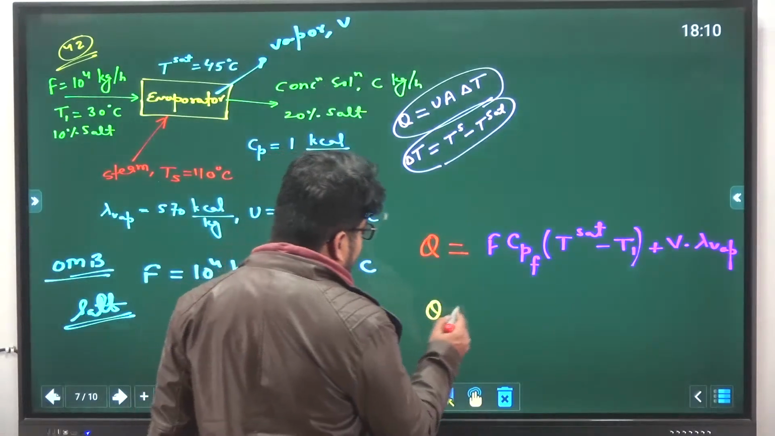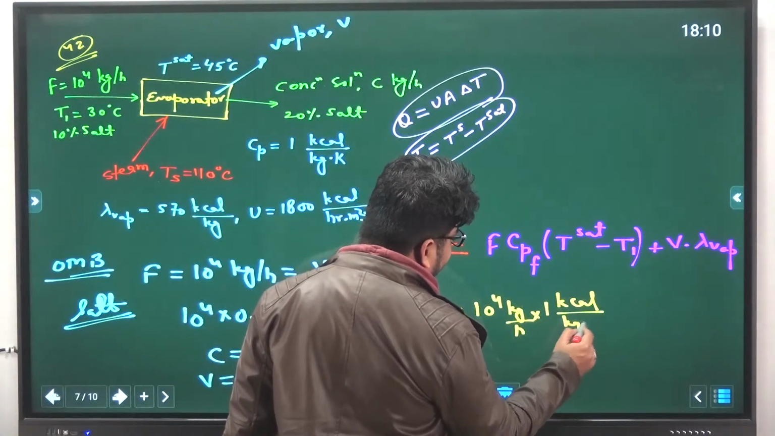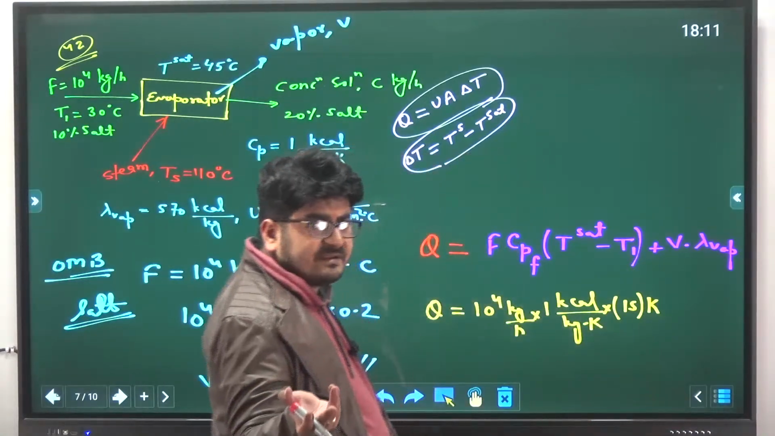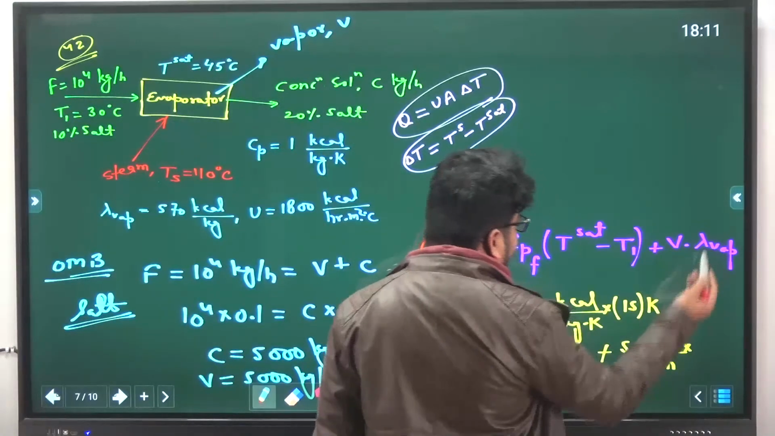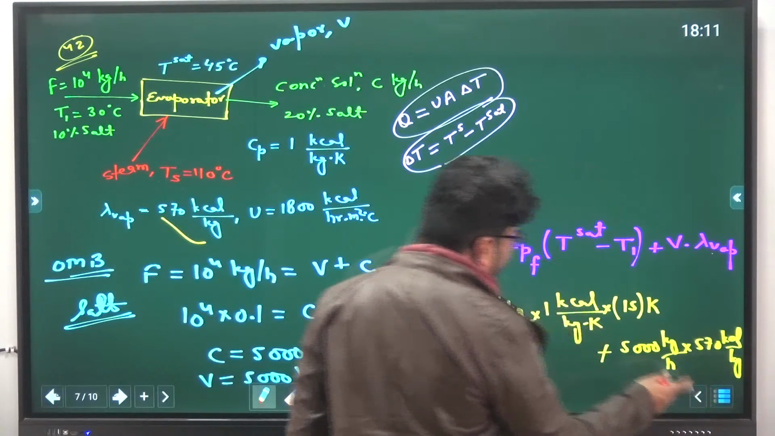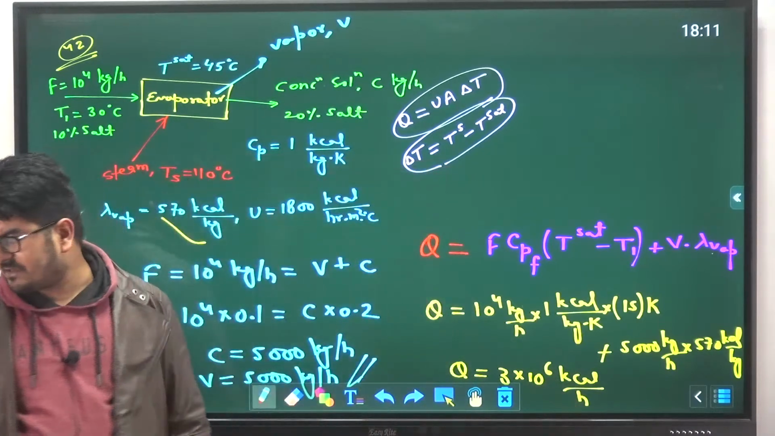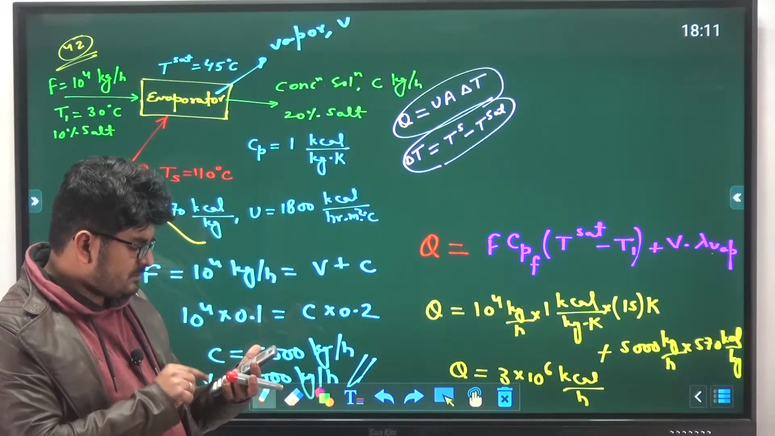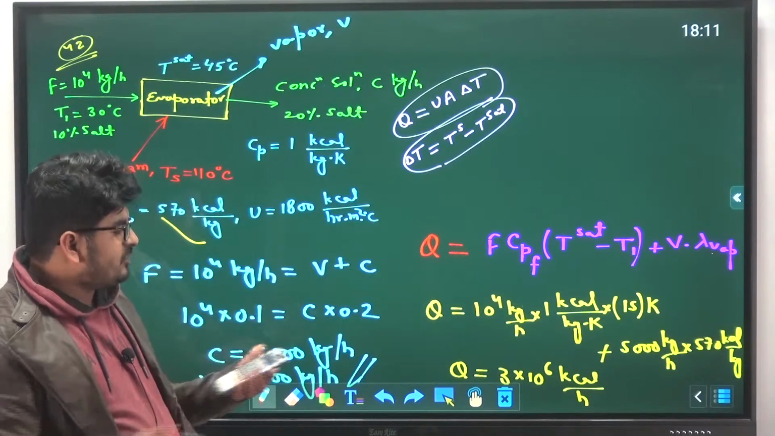So now just put these values here. F is 10 to the power 4 kg per hour. Cp is 1 kilocalorie per kg per Kelvin. T sat minus T1 is given as 15 Kelvin, as 1 degree Celsius equals 1 Kelvin for delta T, plus V, that is 5000 kg per hour, into lambda of vaporization, which is given as 570 kilocalorie per kg. After this you will get Q, that will be 3 into 10 to the power 6 kilocalorie per hour, I guess. If I am not wrong, you can check. Yes, 3 into 10 to the power 6 per hour.